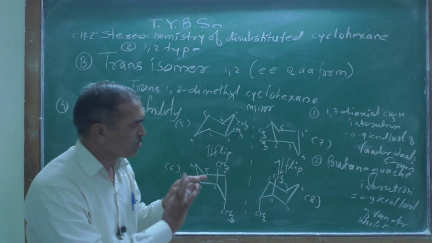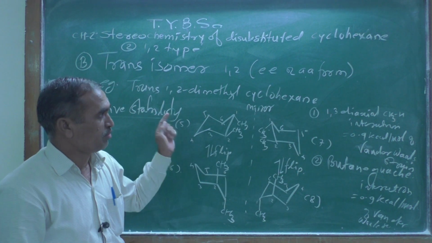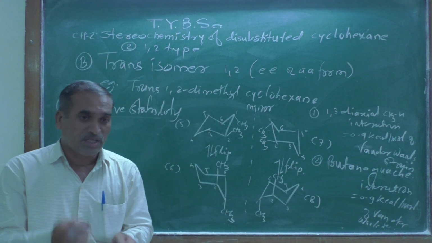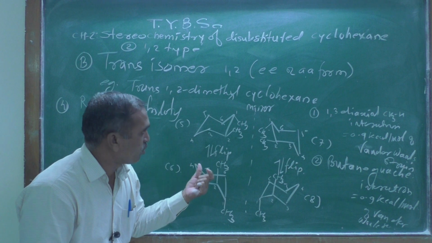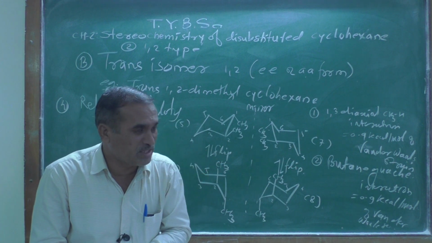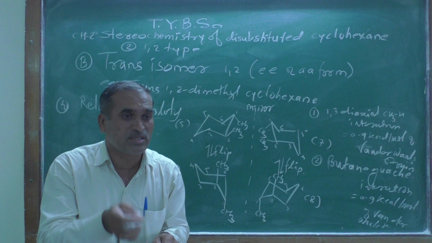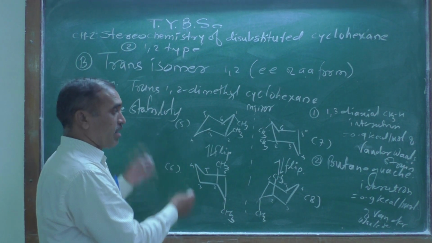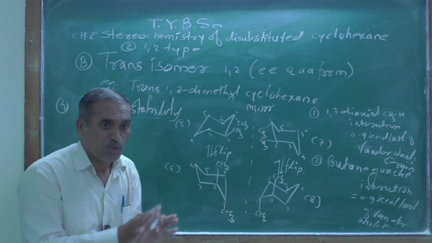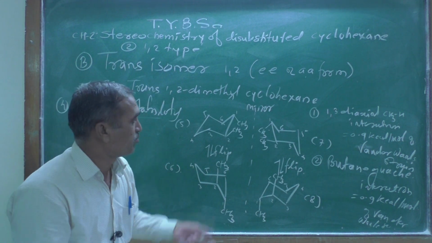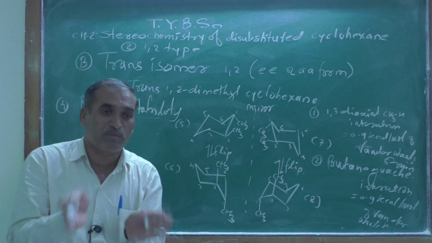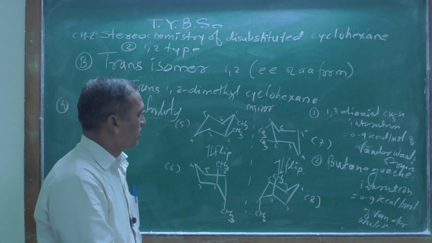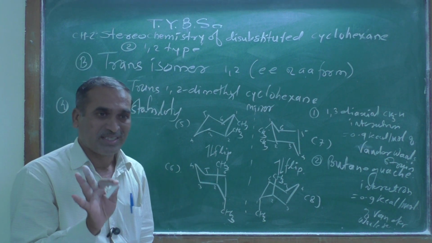Now there is no 1,3 diaxial interaction, but does it exhibit a butane-gauche interaction? Yes, there is one butane-gauche interaction present over there. Look at here, and yesterday we have seen how to find out the n-butane gauche interaction. If you draw the Newman projection formula there, you can easily find out the butane-gauche interaction.